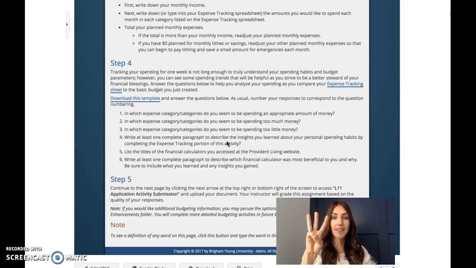So a paragraph, at least 3 sentences I want to see to get a paragraph, okay? Tell me, oh, I was surprised how much I spent in this area, or I was surprised that I did pretty good at saving in this area. I would like to do this to try to improve.